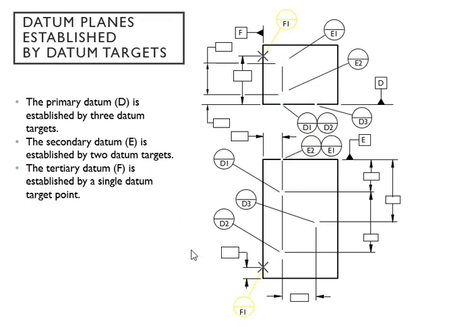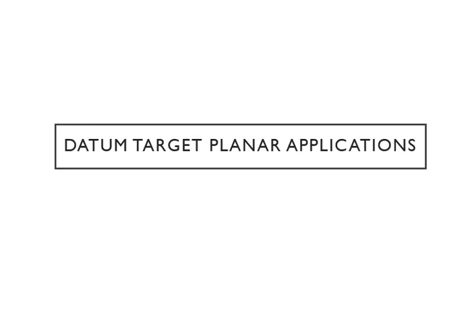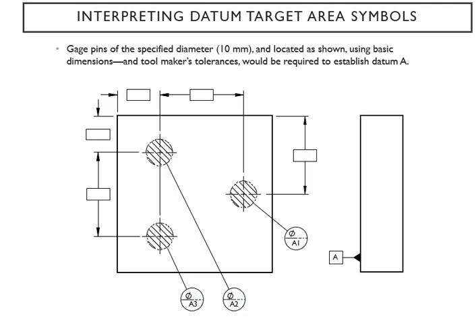All right, then primary datum D and the secondary datum E, and then we're going to put the tertiary datum F, which is right here with a target point. So see a big X right there, and that's your single datum target point. Alright, then datum target planar application, so let's take a look at that.